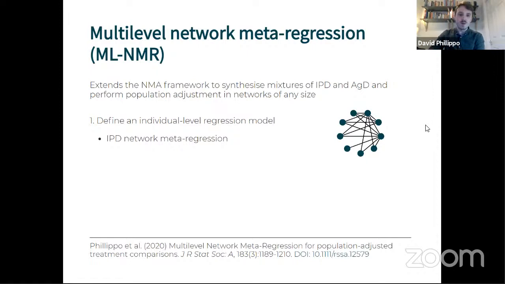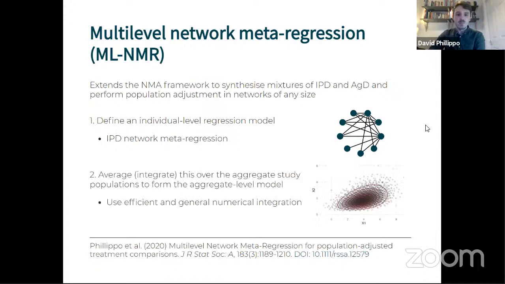And it works, first of all, by defining an individual level regression model. This is, in fact, exactly the same model as we would fit in a full IPD network meta-regression if we had the data. And then we average or integrate this individual level model over each of the aggregate study populations to form the aggregate level model. And we do this using efficient and general numerical integration techniques. We actually use quasi-Monte Carlo integration here.